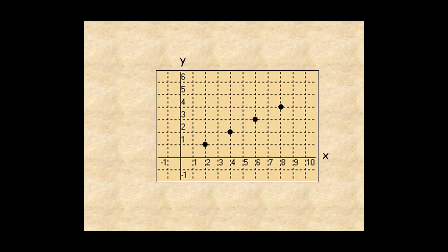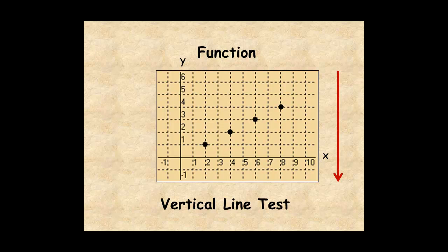You can see from the graph of this relation that it is a function. No matter where you draw a vertical line, it intersects the graph only once and passes the vertical line test. This relation is a function.